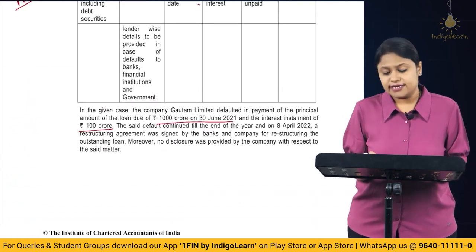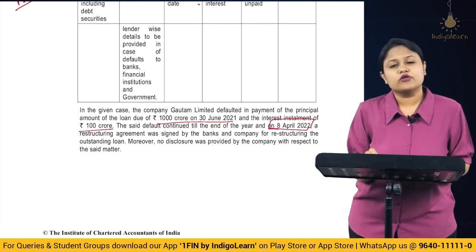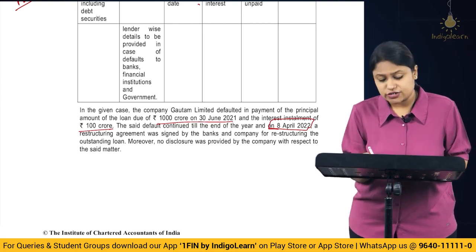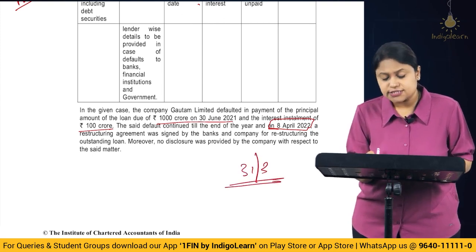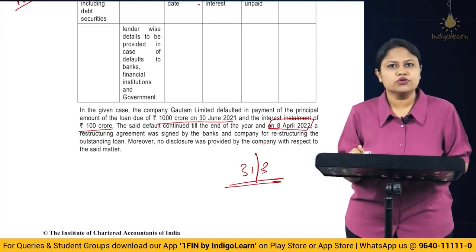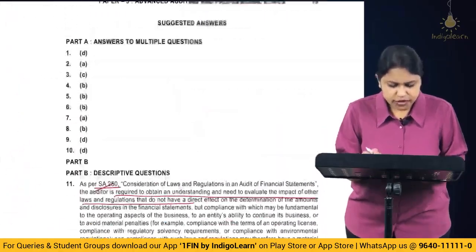Understand whatever timeline they are giving here, this date is very important, because if the restructuring would have happened before that, the things would be different. But here it is happening after the year end. So as on 31st March, the position is still what? A defaulting party. Alright, so in that case, it is very important for the auditor to report the same. Clear? Then, moving on to the next question.